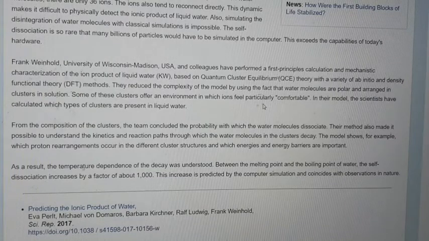In their model, the scientists have calculated which types of clusters are present in liquid water. From the composition of the clusters, the team concluded the probability with which the water molecules dissociate. Their method also made it possible to understand the kinetics and reaction paths through which the water molecules in the clusters decay. The model shows, for example, which proton rearrangements occur in the different cluster structures and which energies and energy barriers are important. As a result, the temperature dependence of the decay was understood. Between the melting point and the boiling point of water, the self-dissociation increases by a factor of 1000. This increase is predicted by the computer simulation and coincides with observations in nature.